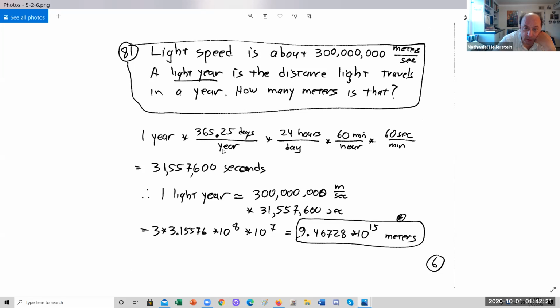The idea being that this way the years cancel. 24 hours per day, that's another unit conversion ratio. 60 minutes per hour is another. 60 seconds per minute. So years cancel, days cancel, hours cancel, minutes cancel. We're left with units of seconds. 1 times 365.25 times 24 times 60 times 60 is about 31 million seconds.